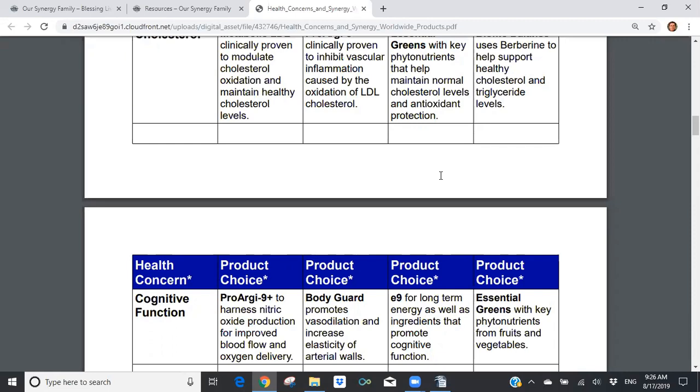E9, there are component ingredients in E9 that are all about cognitive health, and so E9 is another great product for improving cognitive function. And then again, Essential Greens, because anything that's plant-based or fruit-based is always good in terms of improving cognitive function. Again, if you do any kind of research and do a Google search for cognitive function and vegetables, you will see plenty of studies that show that when vegetable intake increases, cognitive function also increases.